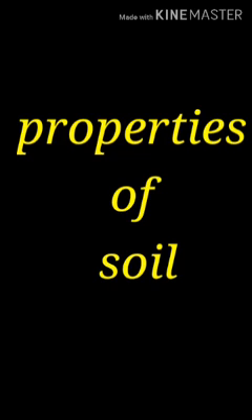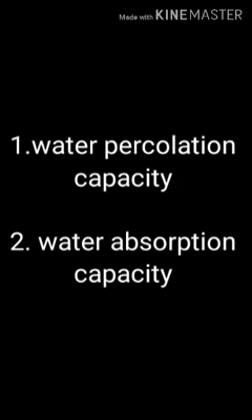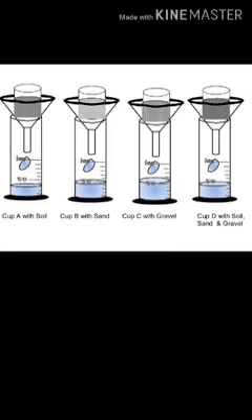Let's now see two important properties of soil. The two important properties of soil are water percolation capacity of soil, and the second one is water absorption capacity of soil. Water percolation capacity means how much water can pass through the soil at a given time and how much water is absorbed. See this arrangement to do an activity.